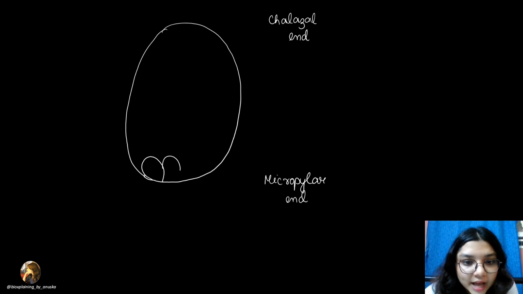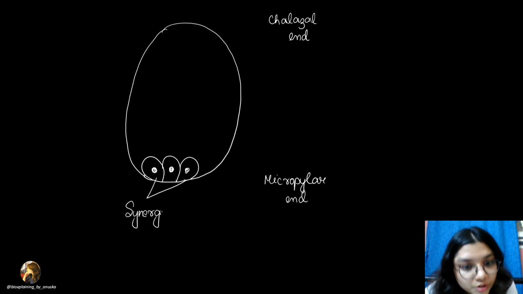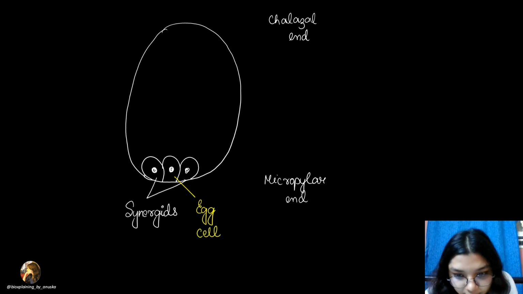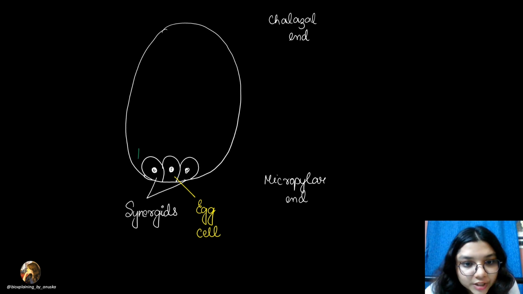Micropylar end has three separate cells. Okay. What are these three cells? Out of these three cells, two cells are known as the synergids, also pronounced as synergid, and the middle one, this one, is the egg cell. And all together, these three, the synergids as well as the egg cell, they constitute the egg apparatus.